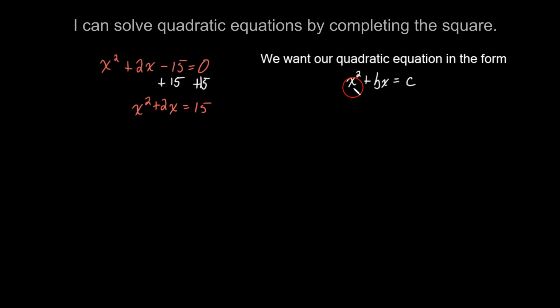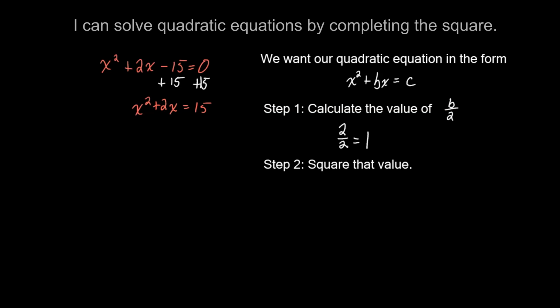So now that we have it in the form of x squared plus bx equals c, our first step is to calculate the value of b over 2. Our b in this case is 2, so 2 over 2 equals 1. So our b over 2 is equal to 1 in this problem. And our second step is to square that value. So 1 squared equals 1 still. This problem is pretty straightforward just because it was equal to 1, but 1 squared equals 1.